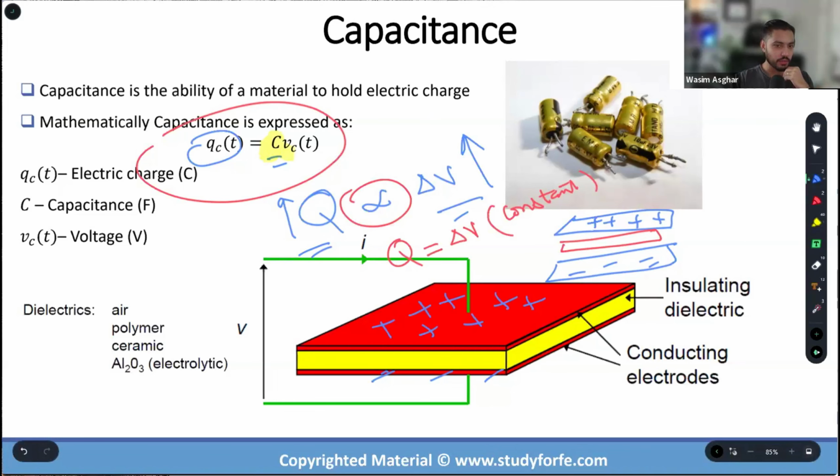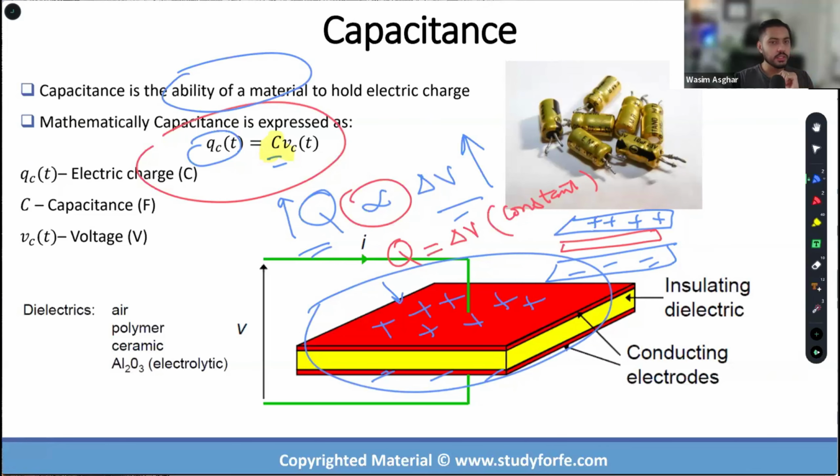Because when you are messing around with this capacitor, when you are increasing and decreasing the charges, and the voltage is increasing and decreasing, the one thing that remains constant throughout is the capacitance of this capacitor, which again is its ability to hold electric charge. And that's where this equation Q is equal to C times V comes from.